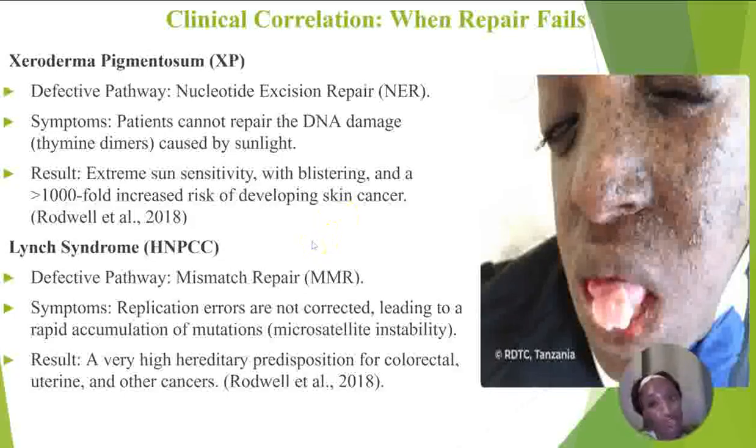Another problem can include Lynch syndrome, which is a defective pathway from the mismatch repair. The effect is that replication errors are not corrected, leading to a rapid accumulation of mutations, which results in a very high hereditary predisposition for colorectal, uterine, and other cancers. Here in the image is an example of xeroderma pigmentosum.